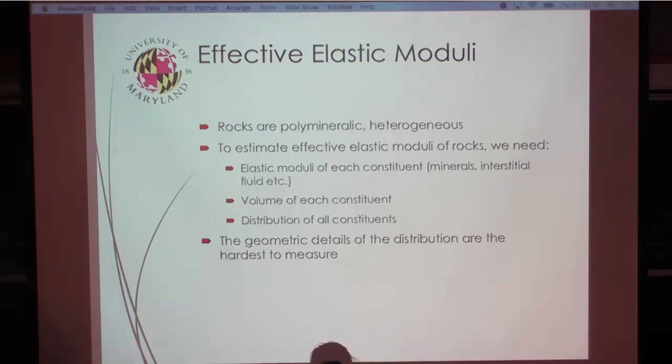The first is the elastic moduli of each of the constituents, all right? That includes different minerals, interstitial fluids, et cetera. Second, you need to know the volume proportion of each phase. These two we can often measure in the lab. The third is the distribution or the geometrical details of how these different phases sit next to each other, okay, how they are coupled. It's fair to say the three-dimensional geometrical details are the hardest to measure.